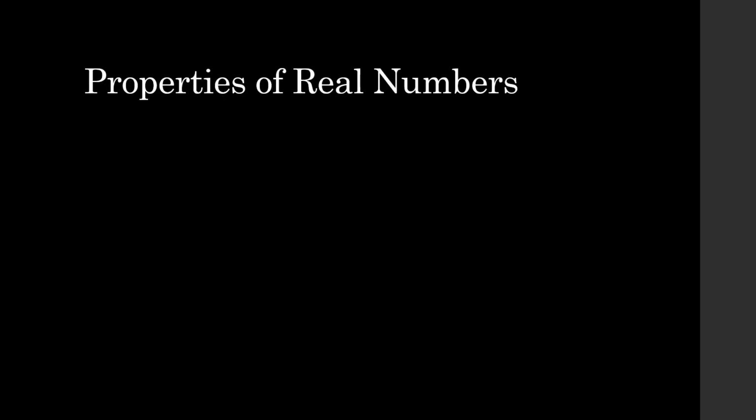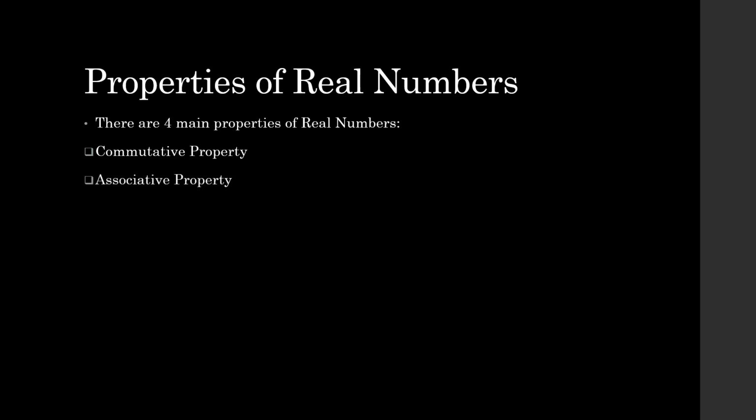Now let us discuss the properties of real numbers. Basically there are four main properties of real numbers. First is the commutative property, second is the associative property, third is the distributive property, and fourth is the identity property. We'll discuss them one by one.